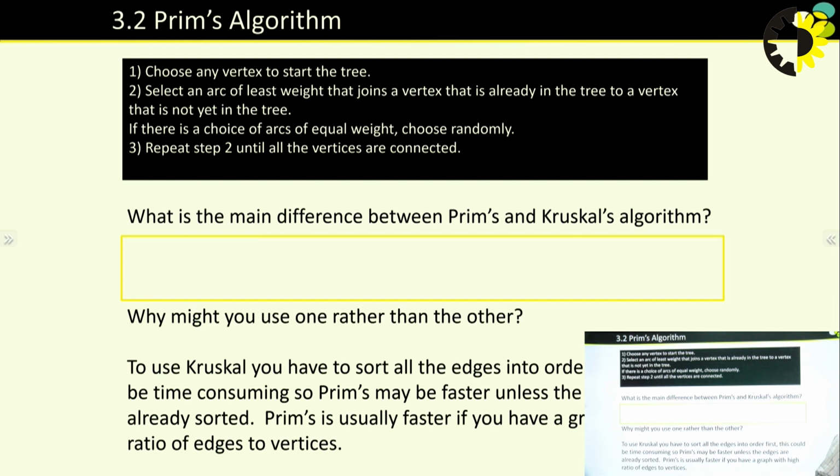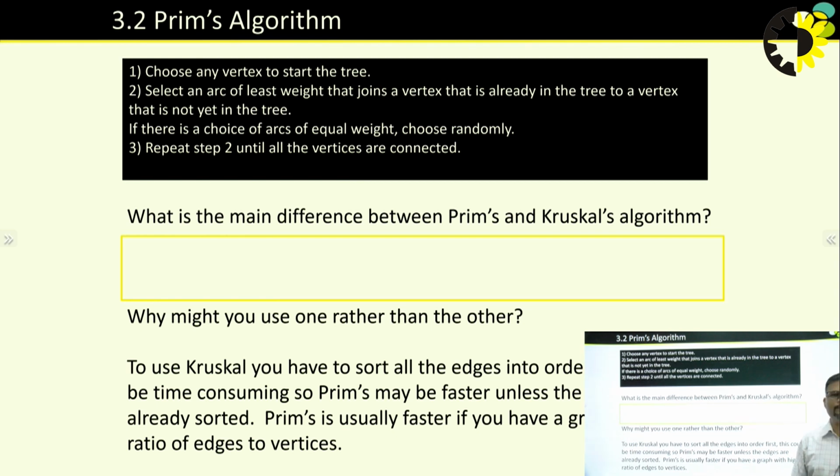We will include only vertices and add the value of the arc, meaning the weight of the arc, and we will get the fastest result. Then Prim's may be faster unless the edges are already sorted. Prim's is usually faster if you have a graph with a high ratio of edges to vertices.